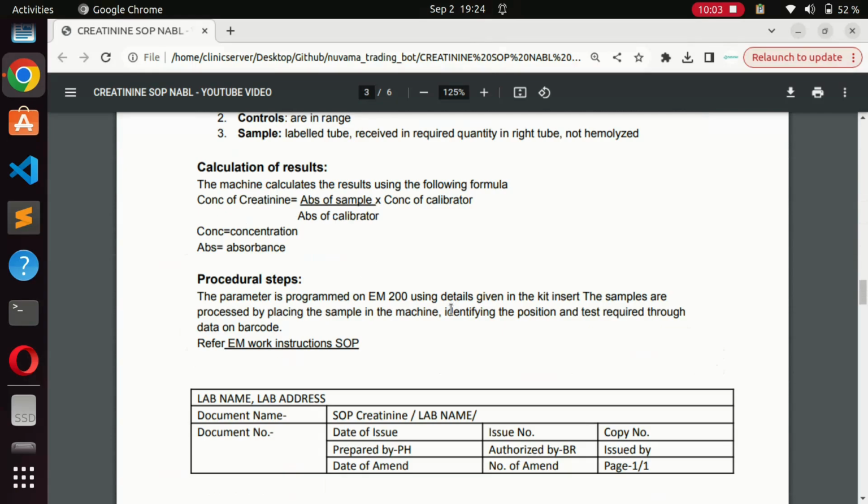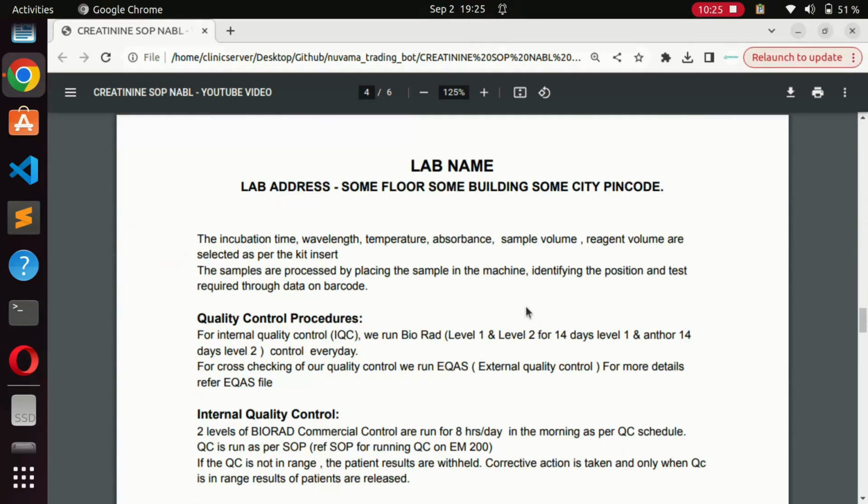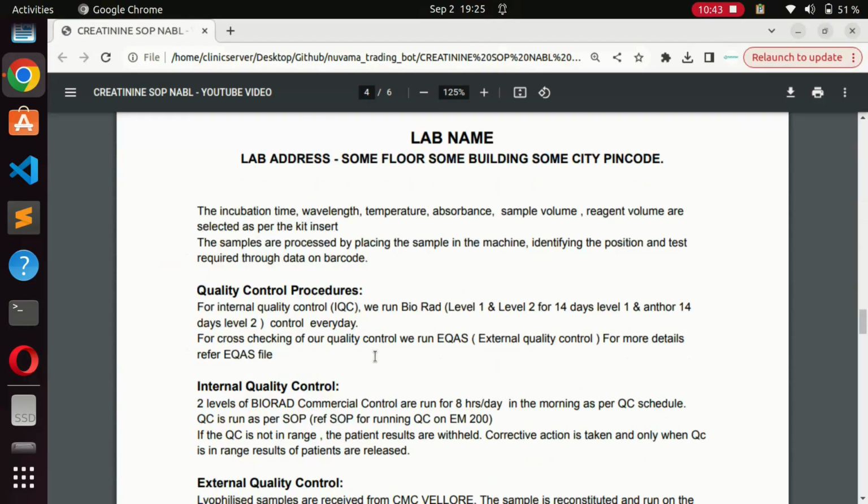The EM200 is a machine in which the entire processing, aspiration, dispensing, and measurement is done automatically. So what we have mentioned here is that the parameter is programmed on the EM200 using details given in the kit insert. The samples are processed by placing the sample in the machine, identifying the position and test required through data on the barcode. Again, there is a reference made to another SOP, which is the EM work instructions SOP. Now, the incubation time, the wavelength, the temperature, the absorbance, sample volume, reagent volume are all selected as per the kit insert.